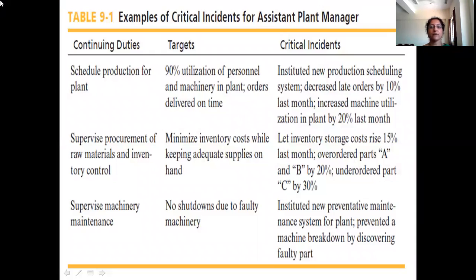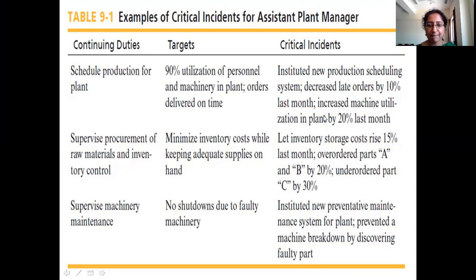This is one example of a critical incident appraisal carried out for an assistant plant manager. Here you notice the duties, the targets and the critical incidents. If you notice the first critical incident, he has done something positive. He has come up with a new production scheduling system, has decreased the late orders by 10% and has increased machinery utilization in the plant by 20% last month. Till last month, the same machinery was producing fewer products, but now he has done things in such a way that the same machinery is producing more units of products. So here is an example of an extremely positive contribution.